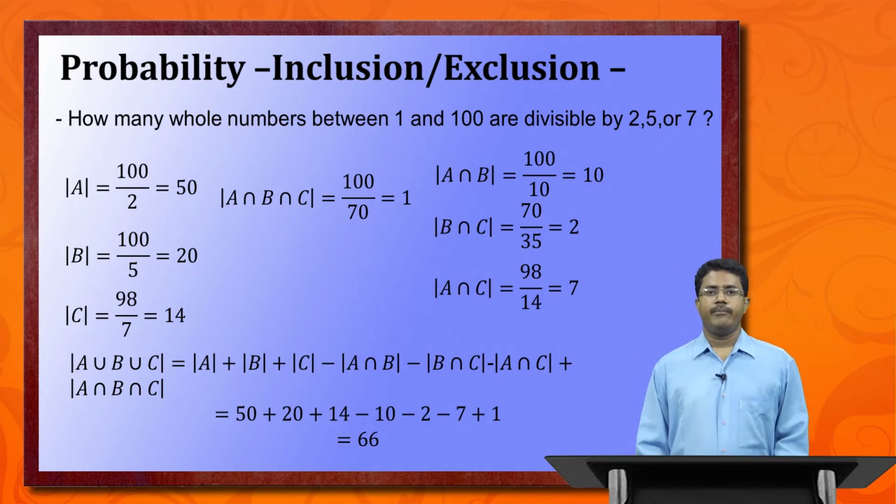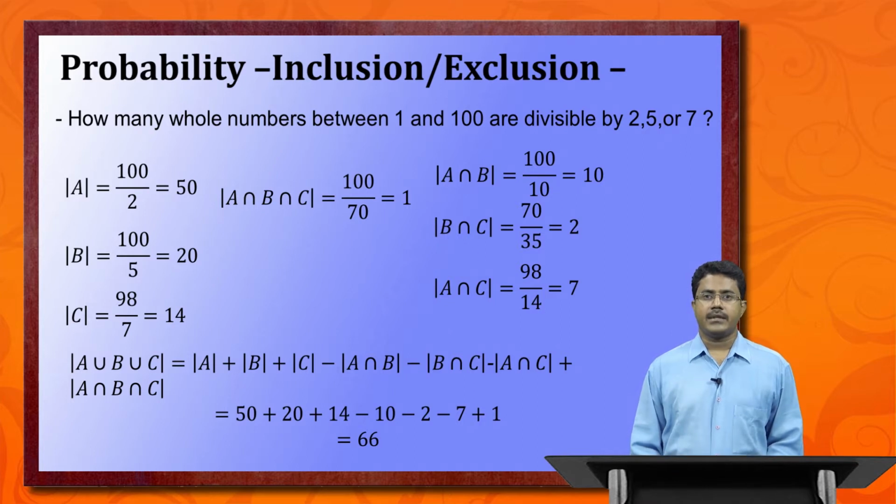We use that formula. And A intersection B intersection C, that is 2, 5 and 7, which is 70. Only one number is divisible by 70, so 70 by 70 instead of 100 by 70. So we get one number which is divisible by 70.